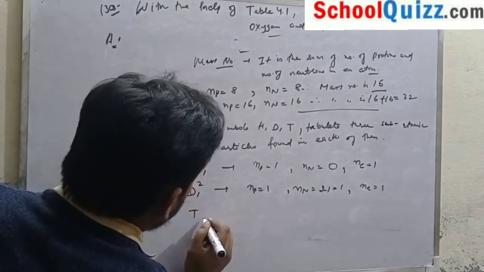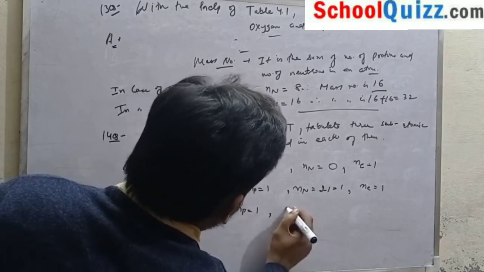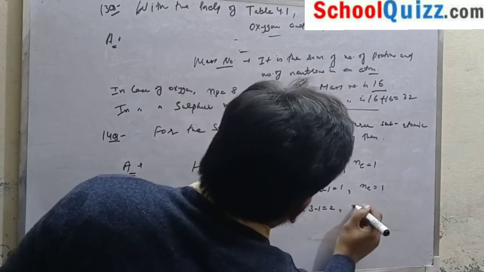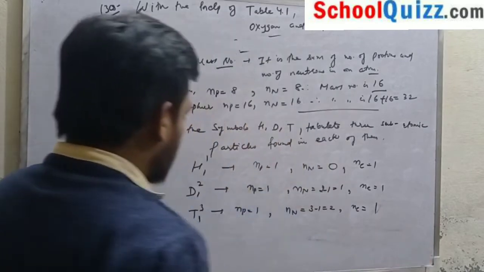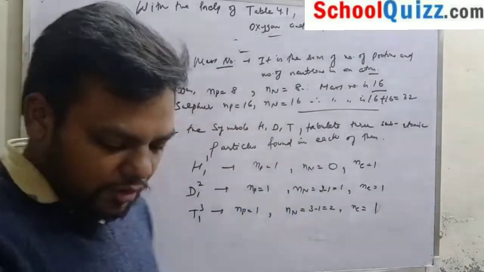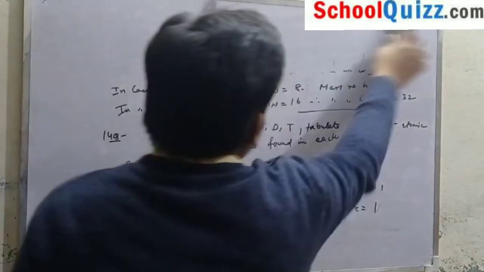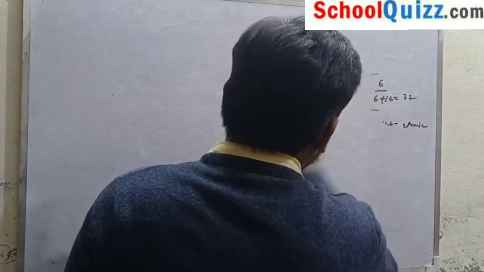And the third one is tritium, 1H3. Number of protons is equal to 1. Number of neutrons is 3 minus 1, equal to 2, and number of electrons is equal to 1. Now we will move to our last question, that is question number 15.